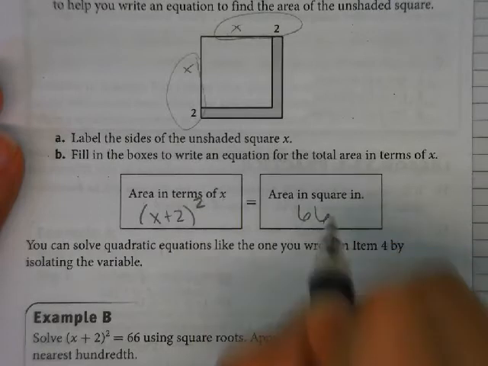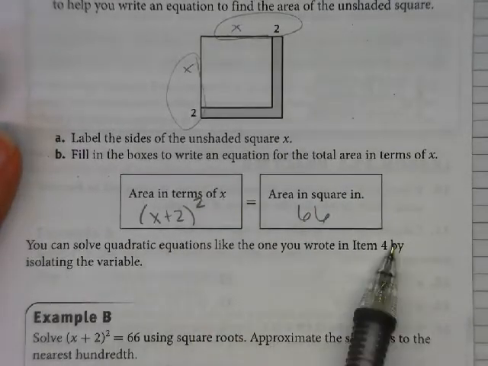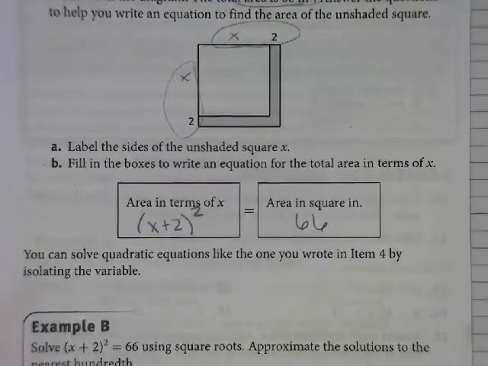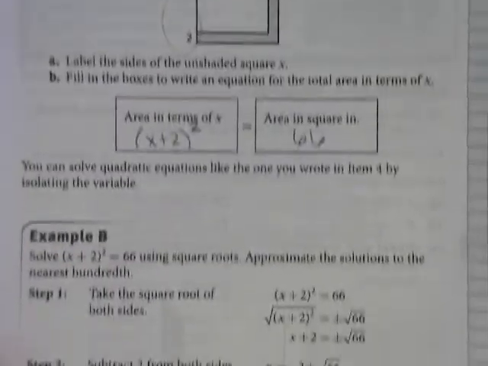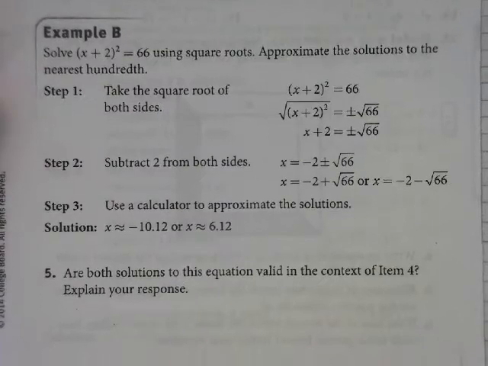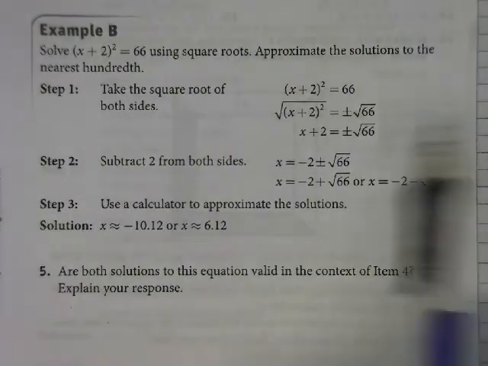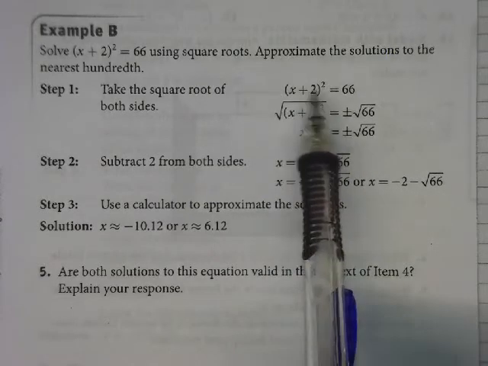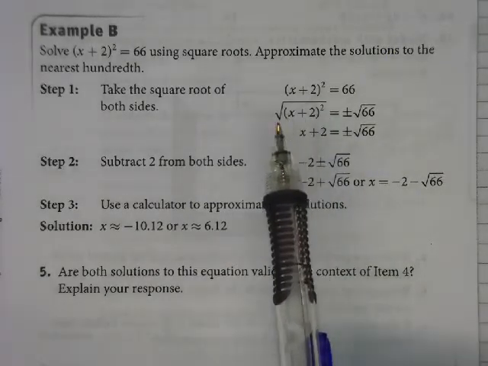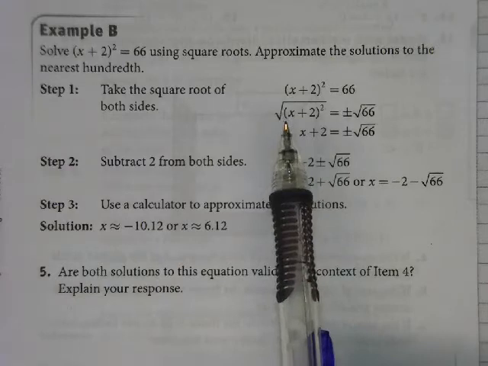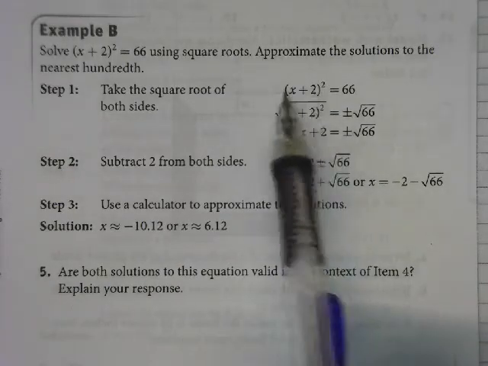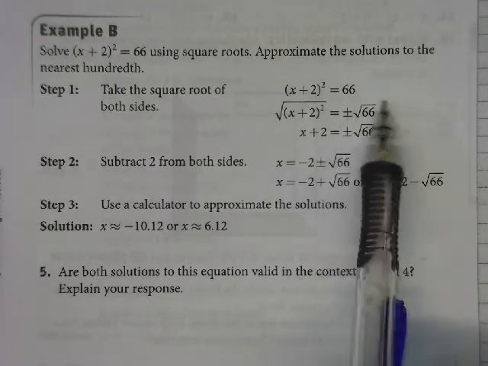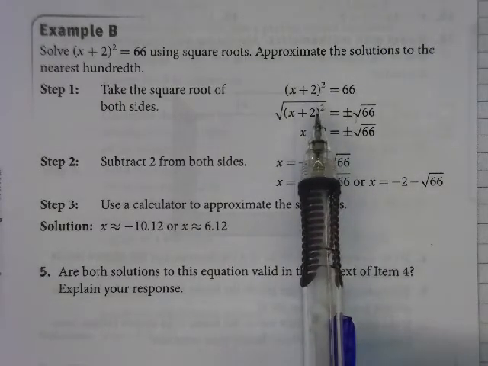So we can solve equations like this by isolating our variable, and that's what we're going to look at in this next piece. If you look at example B, they've taken our equation. I want to talk you through what they did. They took the square root of both sides. Instead of moving our constant like we did before, the constant is stuck in the parentheses, so we have to take the square root on both sides to get that square to cancel out.